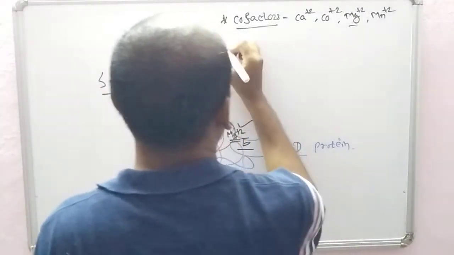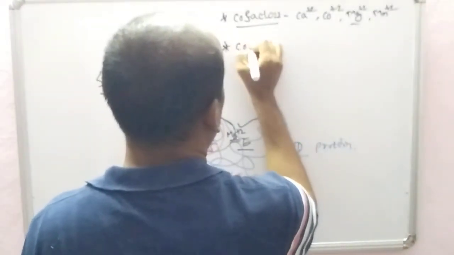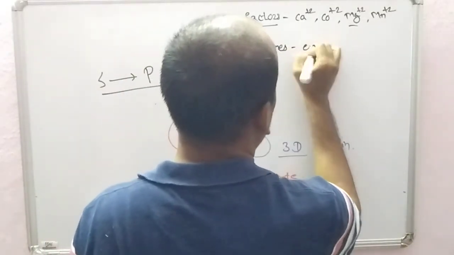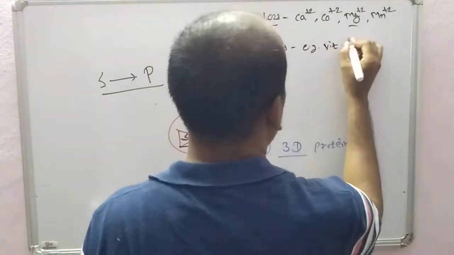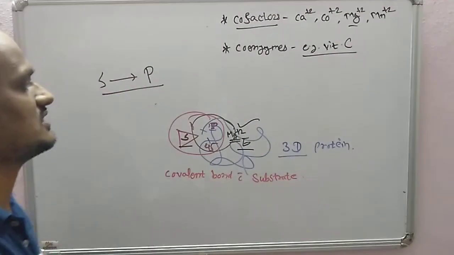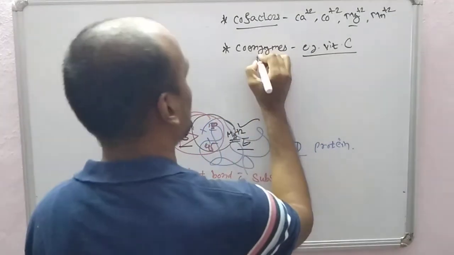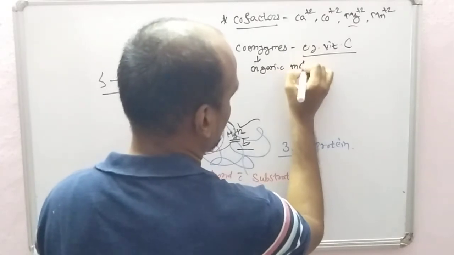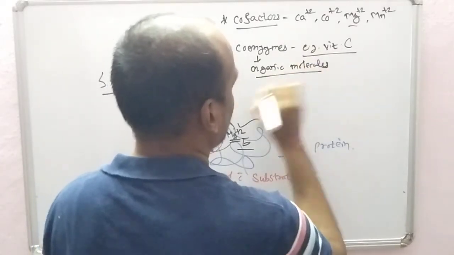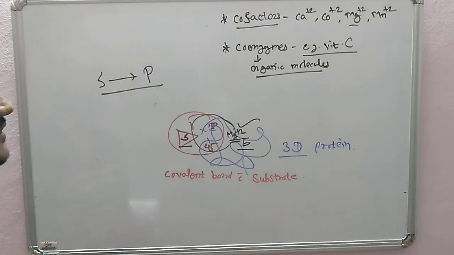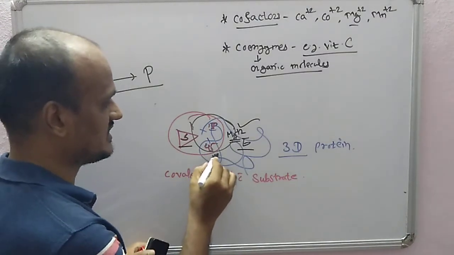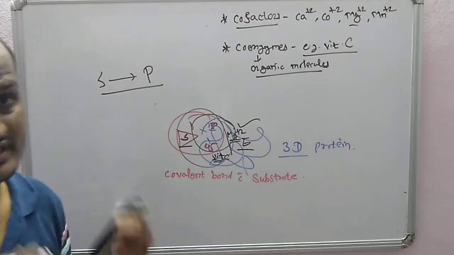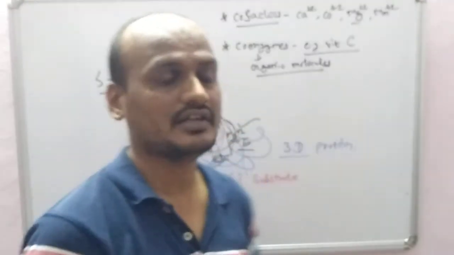Sometimes coenzymes are required, for example vitamin C in collagen formation. Whenever collagen formation happens, some organic molecules are needed. These coenzymes are basically organic molecules that help in the reaction. So vitamin C plays a role and facilitates this reaction. That is the role of a coenzyme in reaction progression.